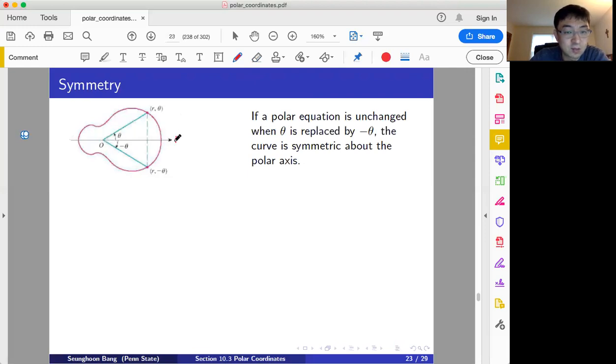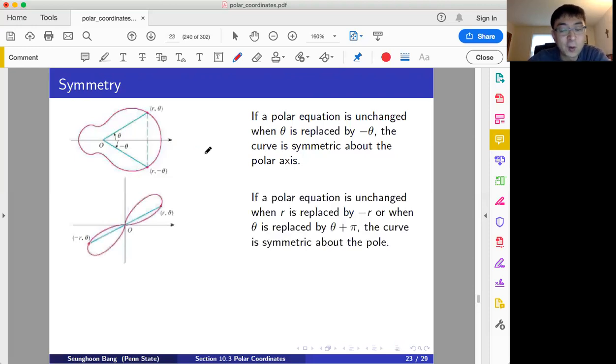So this one is the polar axis. Here, the polar equation is unchanged when r is replaced by negative r, or when theta is replaced by theta plus pi. This angle is what? Add pi. So theta is replaced by theta plus pi. The curve is symmetric about the pole.